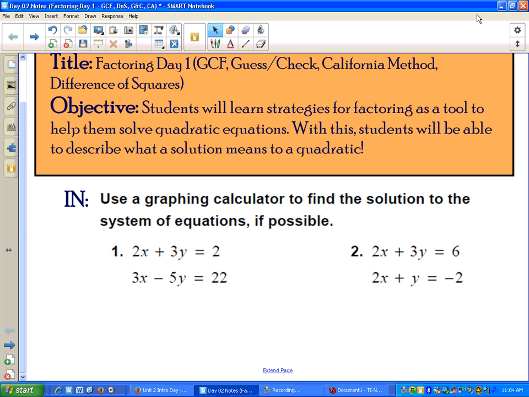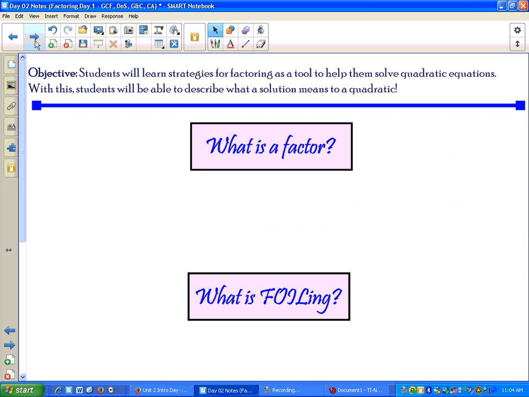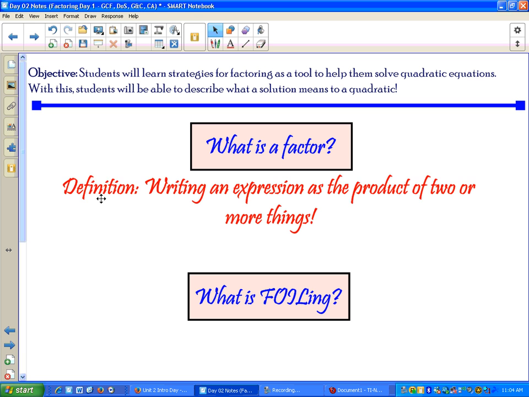So let's go to the first page of notes. What is a factor? We talked about this a little bit yesterday. A number that divides into another number. The straight definition is writing an expression as the product of two or more things. Terms. Products.